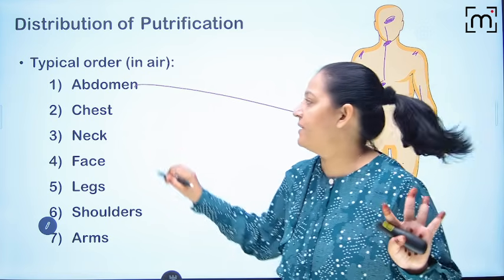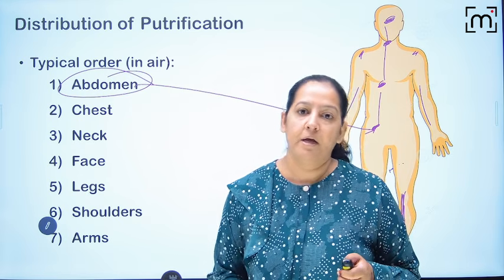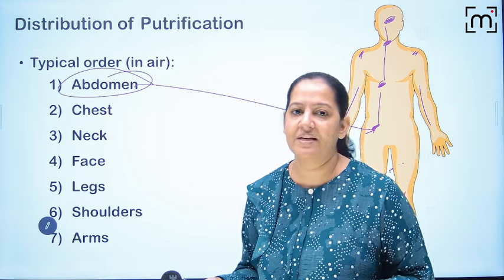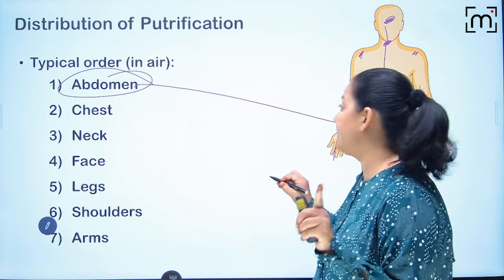If you can't learn the sequence, learn the starting point. Putrefaction externally starts from the abdomen. If you can learn the complete sequence, it's well and fine, but nobody is going to ask, at least in MCQs. For university exams, if you can write it down, very good, you will get good marks. But you can't forget the first thing to start.